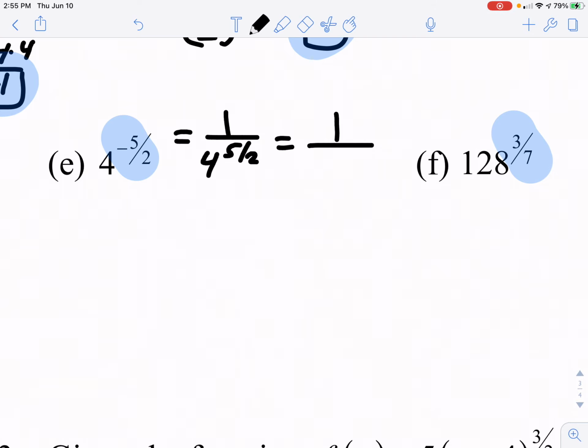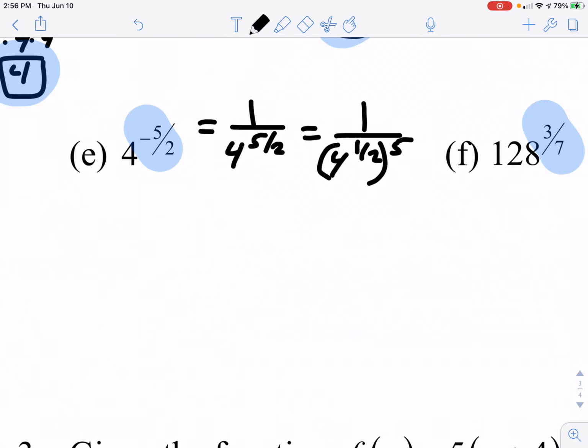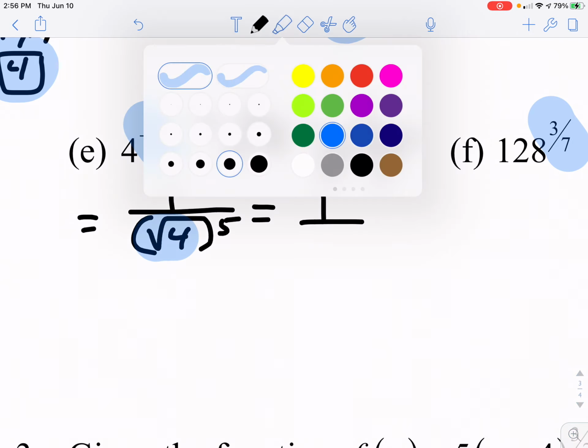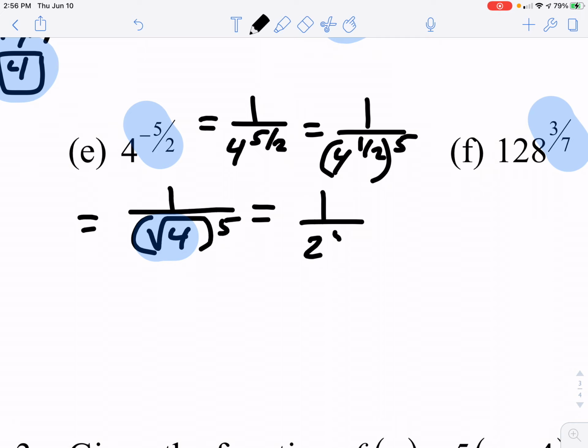4 to the -5/2 power should be rewritten as 1 over 4 to the +5/2 power. We can then go ahead and rewrite this as 4 to the 1/2 power raised to the power of 5, because 1/2 times 5 is 5/2. It always is more helpful to put the root inside and the power outside to do these large ones, the ones with large fractional exponents. That would be the same as 1 over the square root of 4 raised to the fifth power. Well, take the square root of 4, and you get 2 raised to the fifth power, which would be 1 over 32.